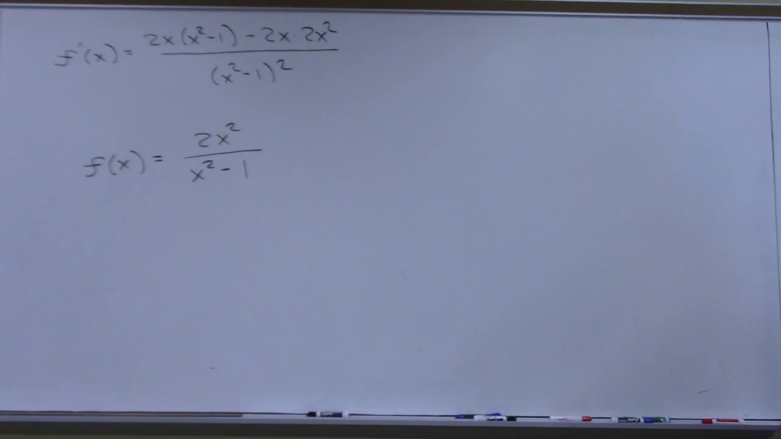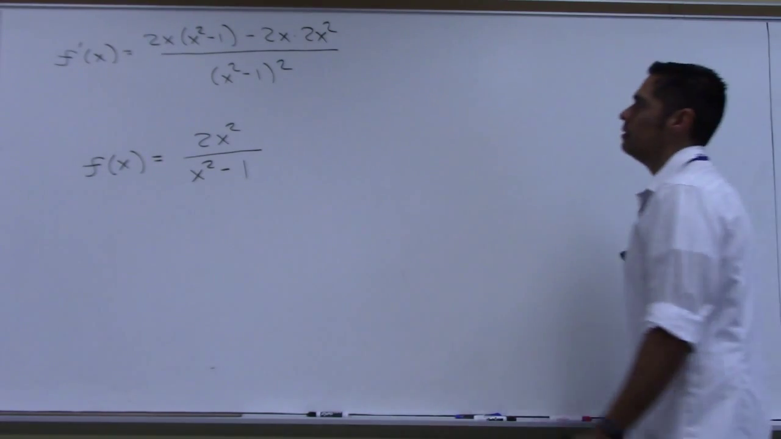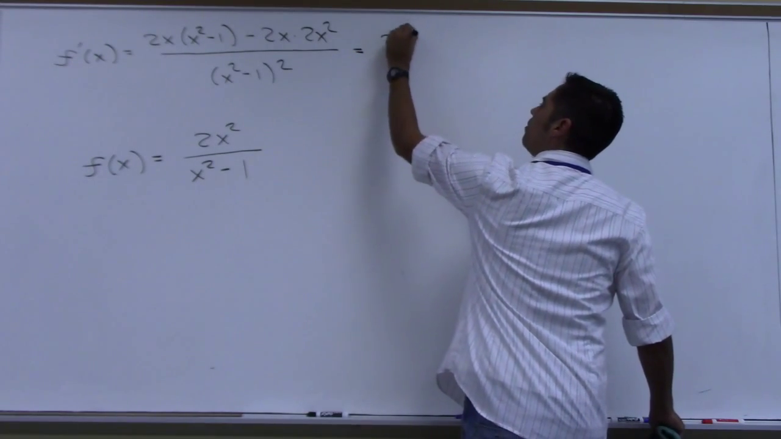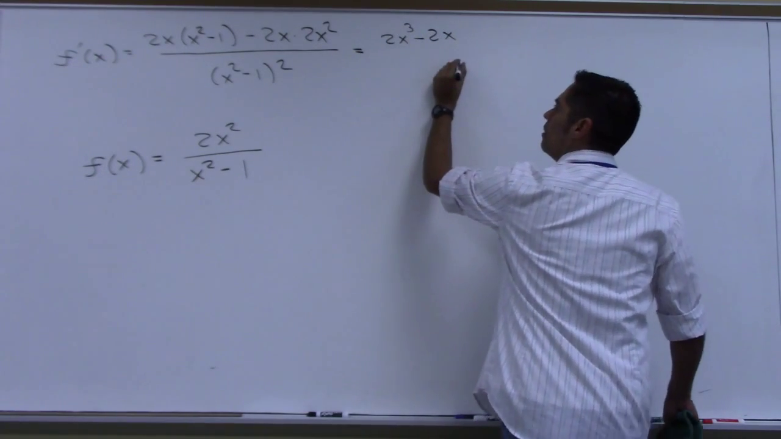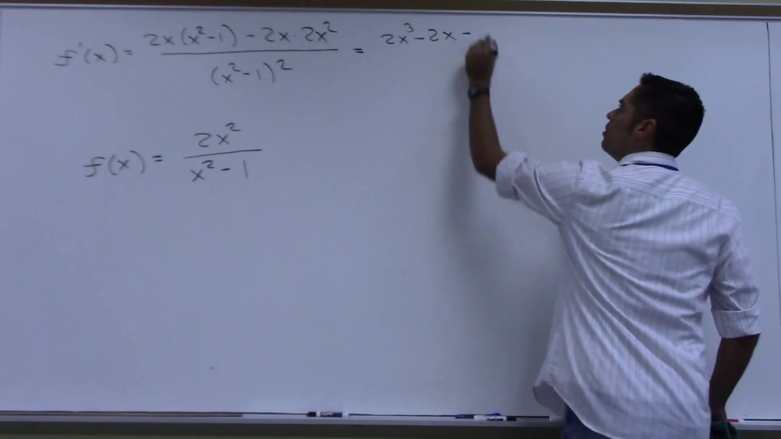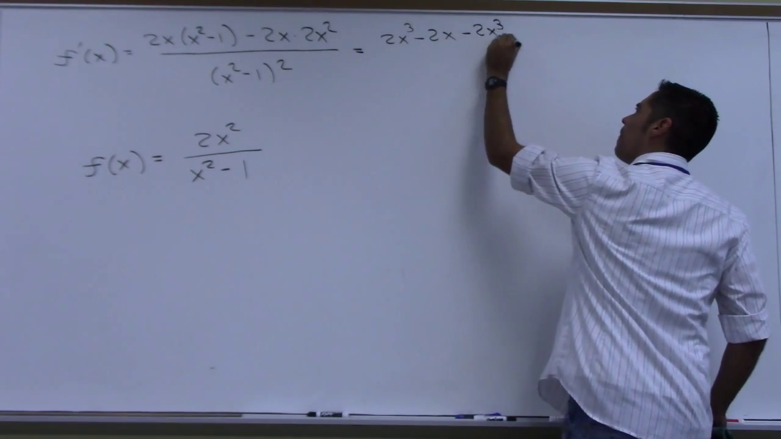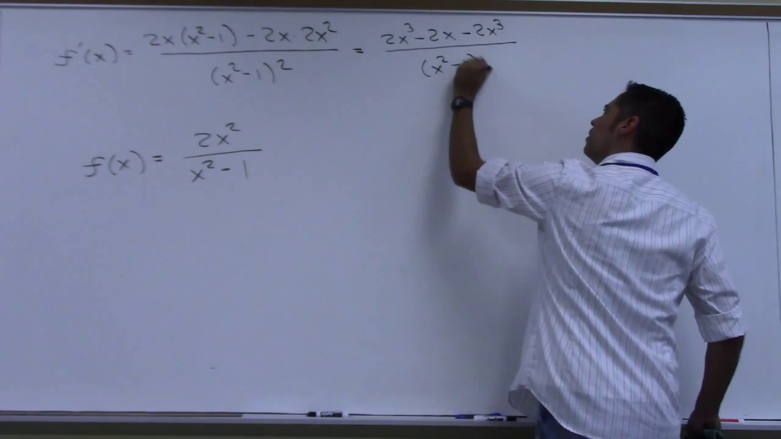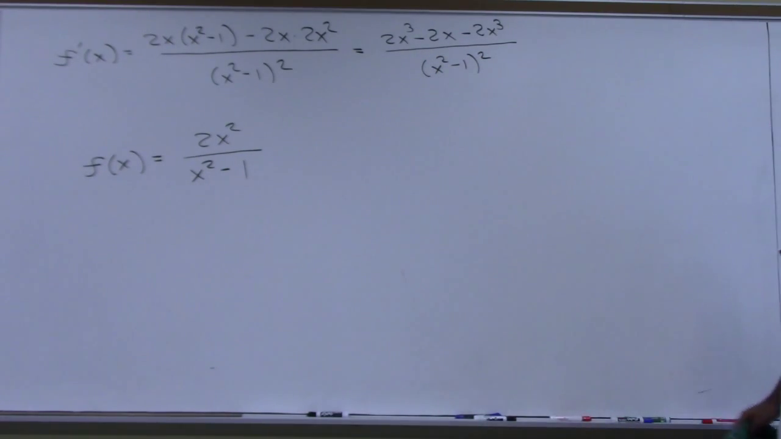Clean it up. Oh, that's nice. 2x cubed minus 2x minus 2x cubed over x squared minus 1 squared. Do you all agree with me?